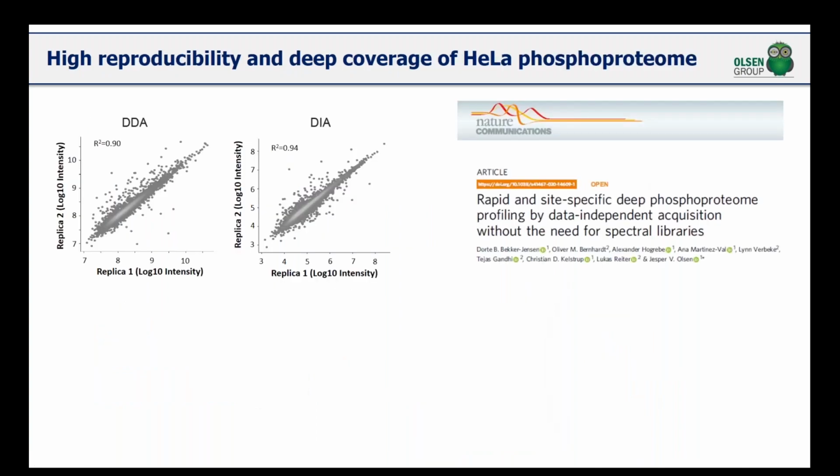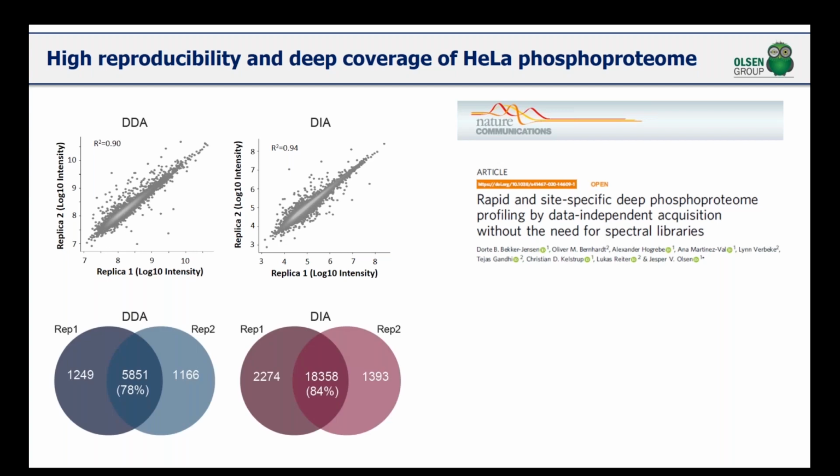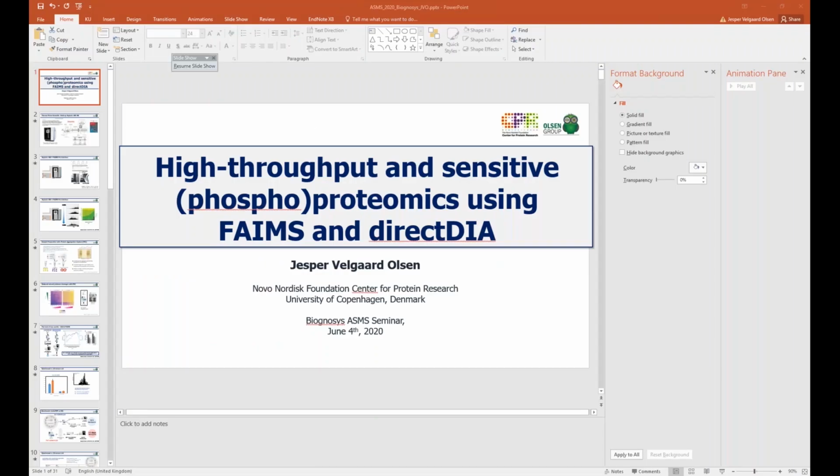But more importantly, we can actually transfer this directly to a DIA workflow as well, where we recently, together with Spectronaut, published this manuscript on how to do rapid and site-specific phosphorylation profiling using data-independent acquisition, both with and without spectral libraries, which I will also get back to. And we can see that we can maintain the quantitative accuracy also in DIA, but in DIA we're actually able to cover many more phosphopeptides between replicate runs.